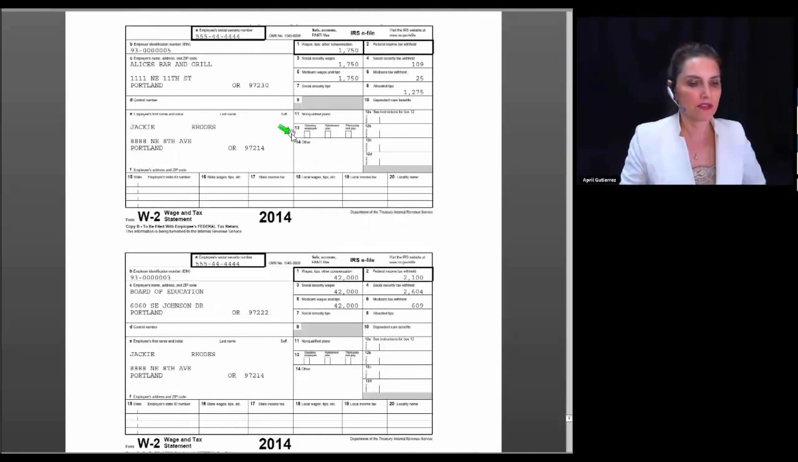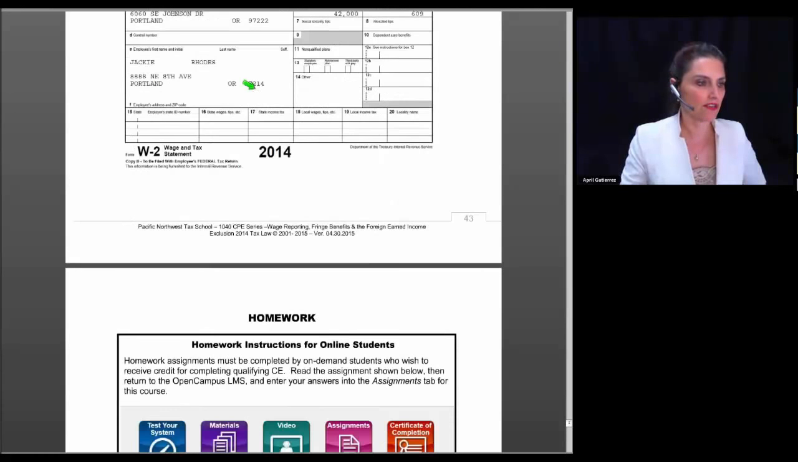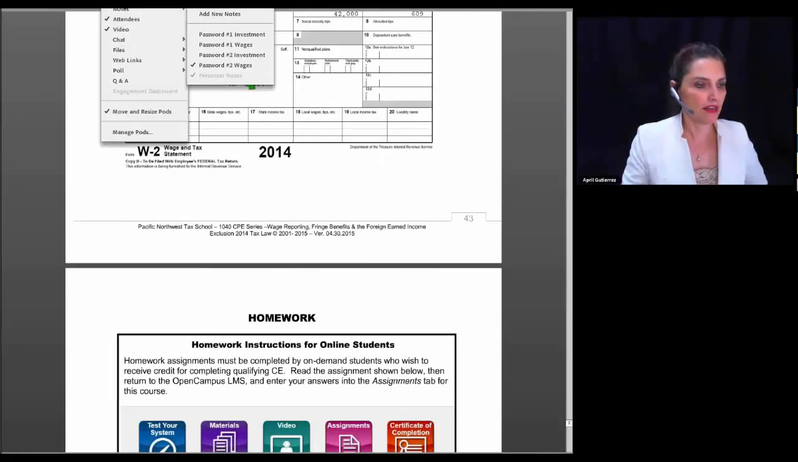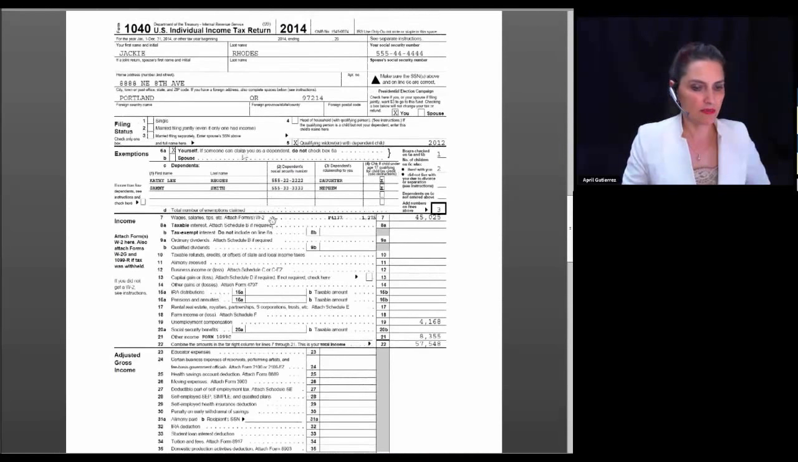Moving over to the W-2s, we have one W-2 for Alice's Bar and Grill showing $1,750 of wages paid and $1,275 of allocated tips. And then from the Board of Education, we have another W-2 for $42,000. So let's pull up her answer key and take a look at her finished return. And we begin on the Form 1040.